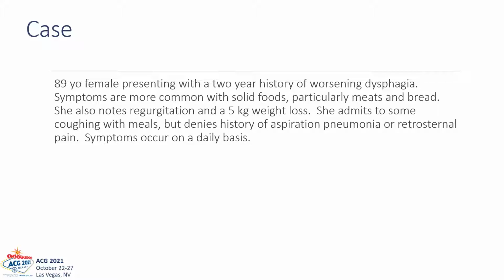Here we have an 89-year-old female presenting with a 2-year history of worsening dysphagia. Her symptoms are more common with solid foods, particularly meats and bread. She also notes regurgitation and a 5-kilogram weight loss, and admits to some coughing with meals, but denies history of aspiration pneumonia or retrosternal pain, and her symptoms occur on a daily basis.